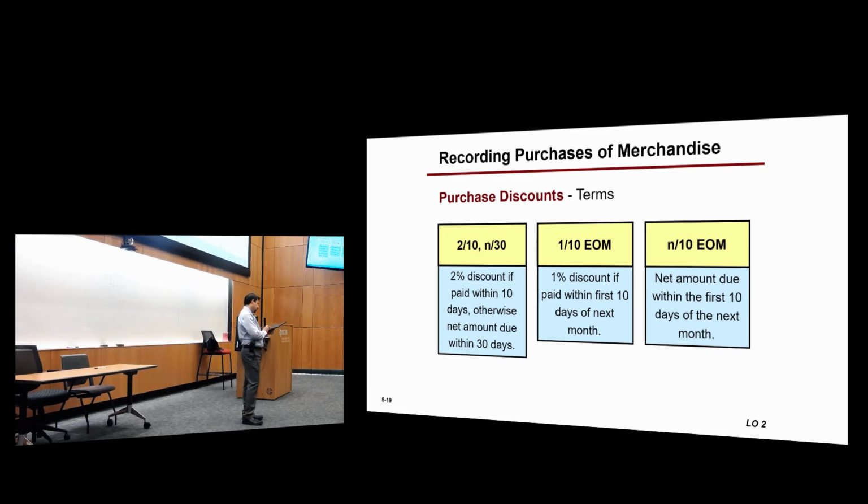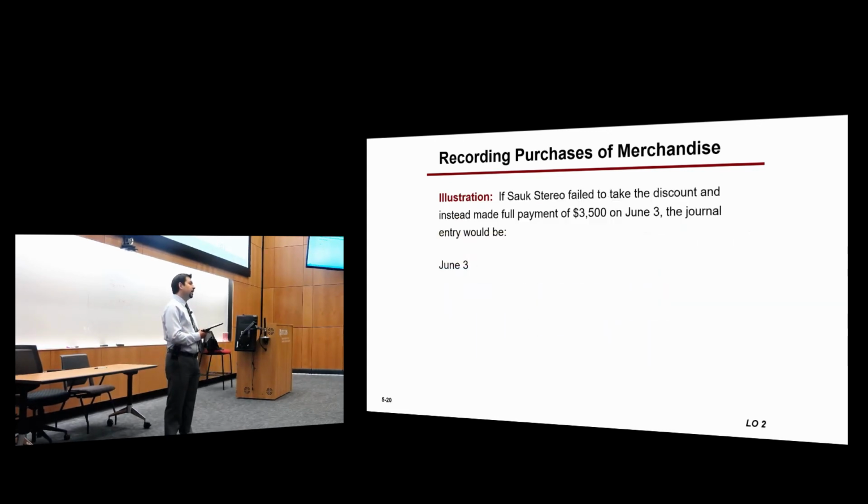No discounts offered. But when there is a discount, like in this bill, if you remember, it was 2/10, n/30. So let's say that the buyer does not take advantage of this discount and they don't pay within the discount period. What do they have to do? They don't pay it within the discount period. It's 3,500. Then they have to pay on June 3rd, which is after the discount period.